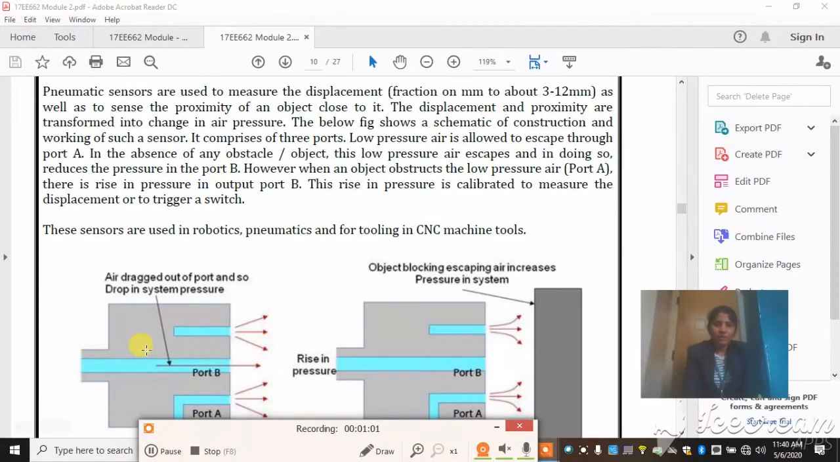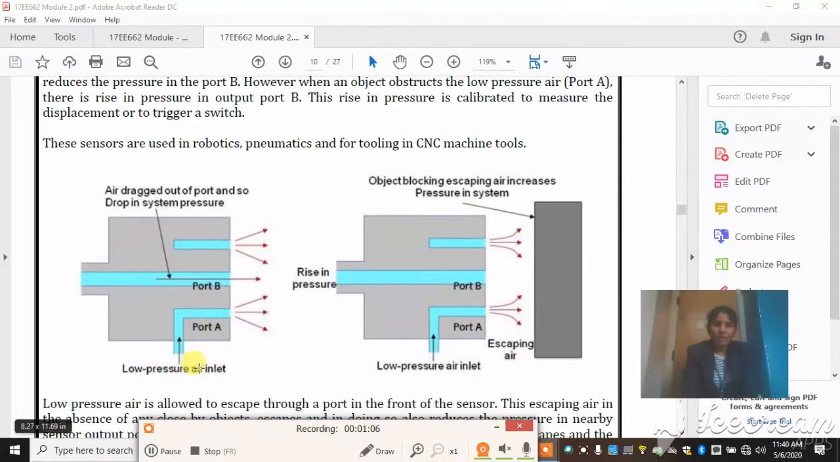Here we have shown a figure. It has 3 ports: port A, port B and port C. Port A is mainly meant for the low pressure air inlet. Whenever the object is identified, low pressure is allowed to pass through this port A, and the object obstructs this low pressure. At that moment, the pressure in port B will increase. Suppose there is no object, then it will allow the low pressure to blow through, and eventually the pressure at port B will also be reduced.